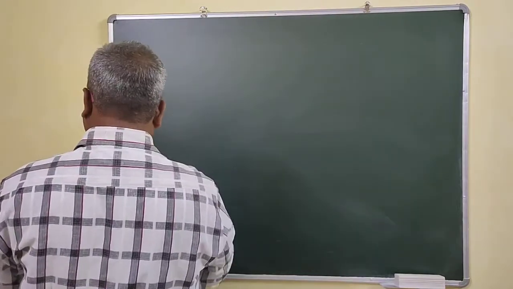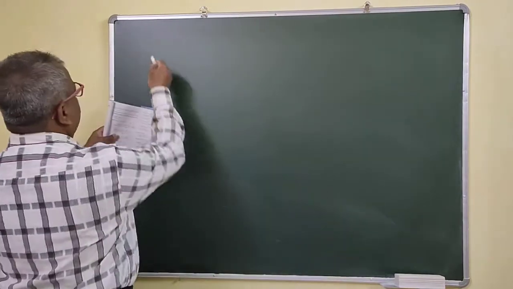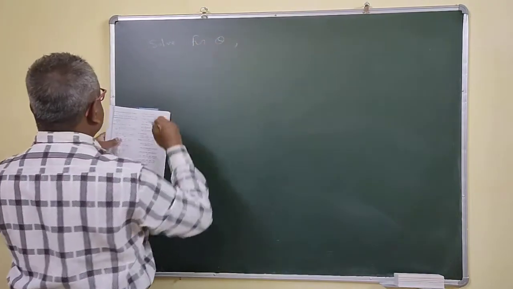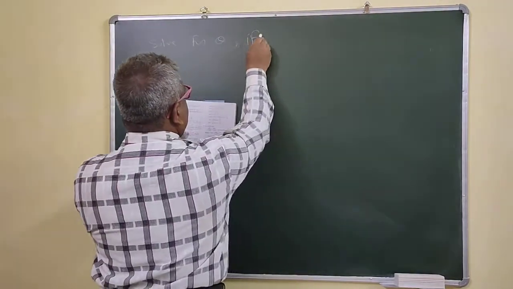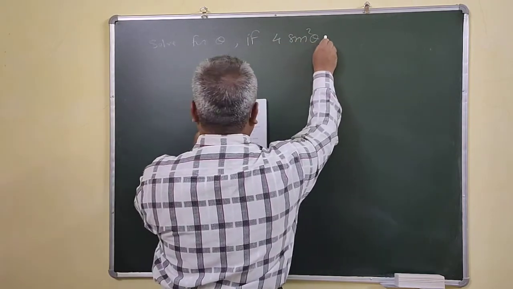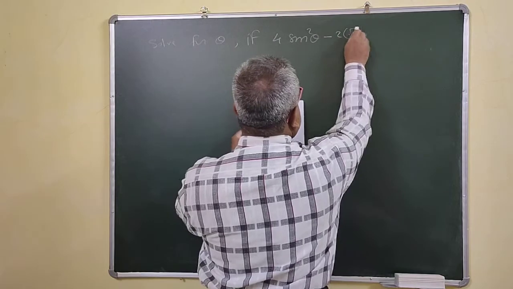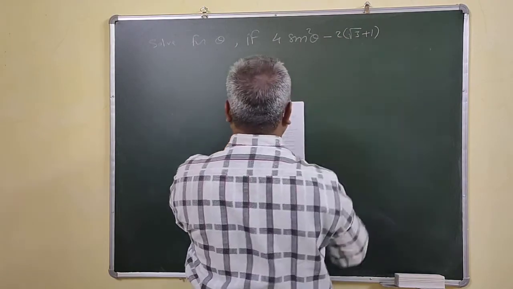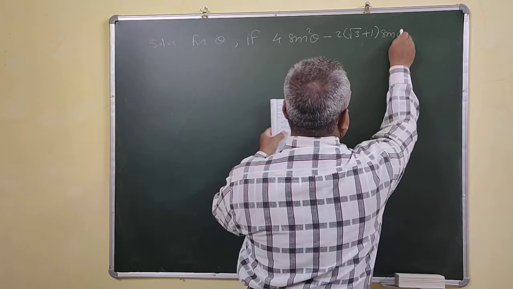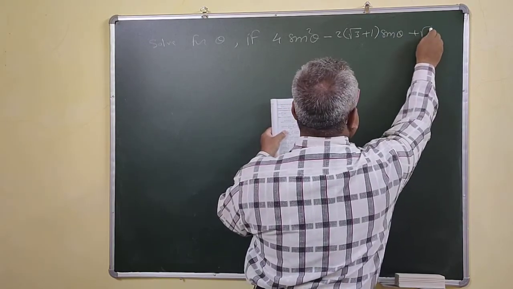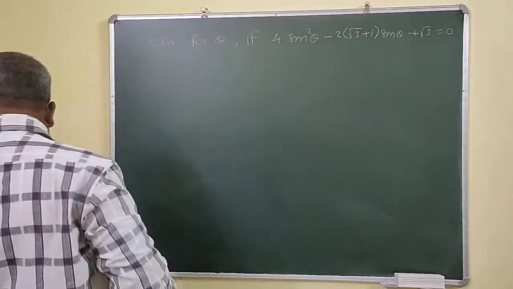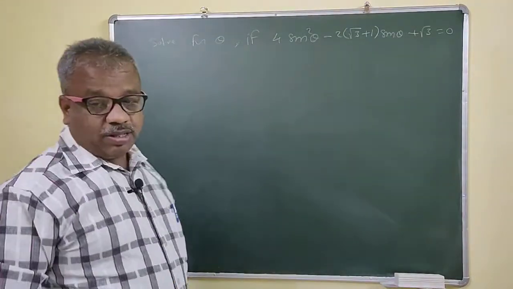Now take the next problem. Solve for theta. If 4 sin square theta minus 2 times (root 3 plus 1) sin theta plus root 3 is equal to 0. So you want the value of theta.